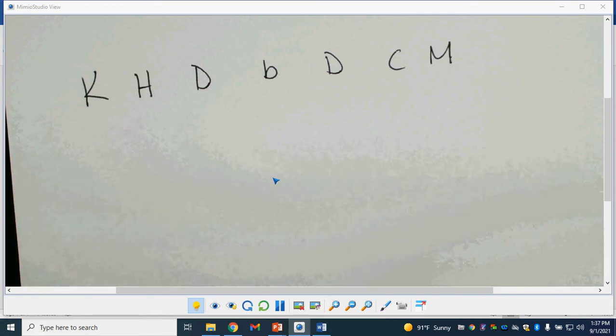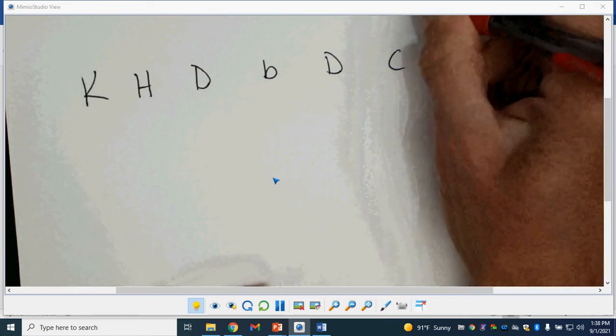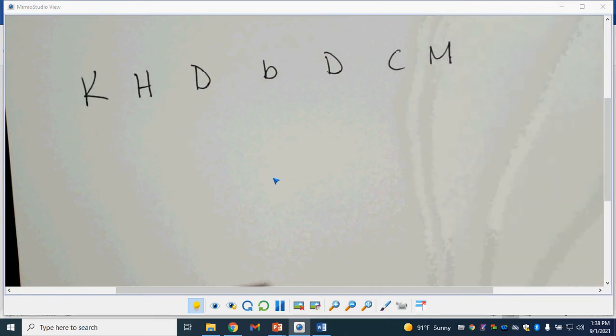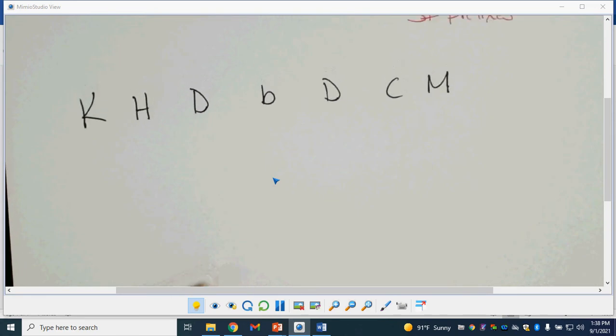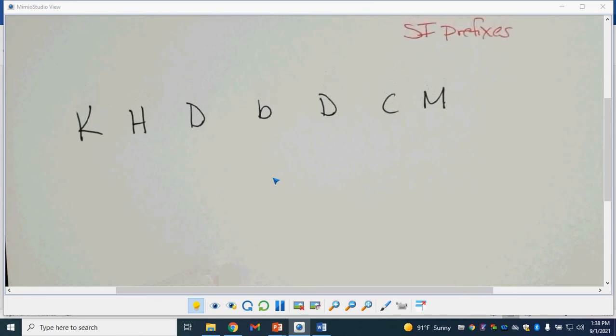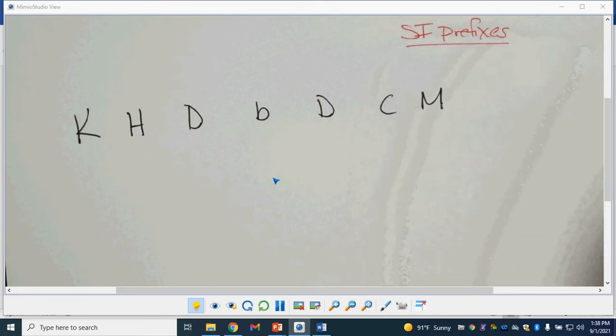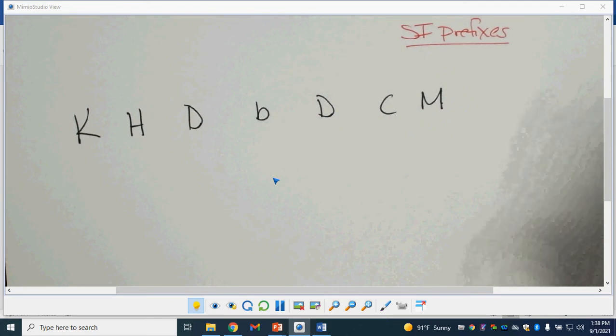Okay, you guys. Now I want to briefly talk about SI prefixes. And you guys have been using them. There we go. SI prefixes. You guys have been using these the last few days. We just haven't really specified or talked about exactly what they mean.